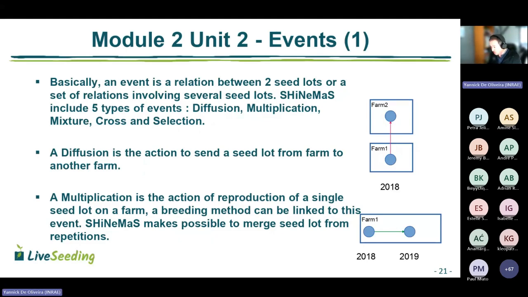The diffusion is just the action to send a seedlot from a farm to another. So you have just the concept that is depicted on the right. A multiplication is the action to reproduce a single seedlot on a farm, and a breeding method can be linked to this event. And after, if you have some repetition, SHineMas makes it possible to merge the seedlots of these repetitions.